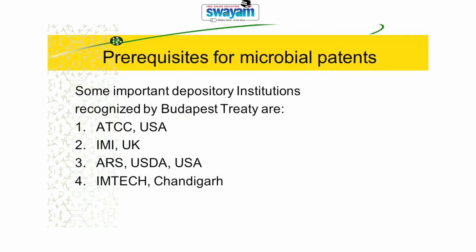Now, these are the repositories, as I said: American Type Culture Collection USA, the International Mycological Institute UK, the ARS USDA USA, and we have one laboratory in India, that is the Institute of Microbial Technology. It is a Council of Scientific and Industrial Research lab located in Chandigarh, where you can submit your culture for patent purposes, and they also keep your culture for 30 long years.